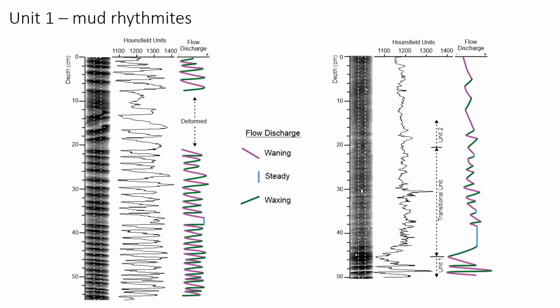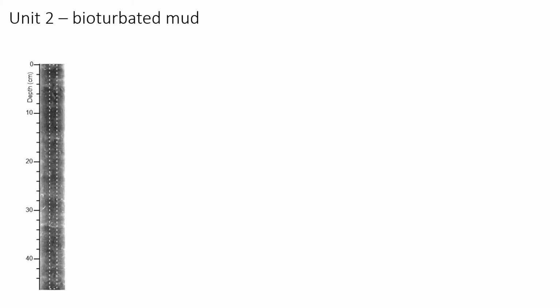Now let's have a look at Unit 2. Okay, so Unit 2 consists of this bioturbated mud. It's extensively bioturbated throughout. Beds are on average about 4 to 6 centimeters thick. And what your eyes can pick out is that within the core there is this distinctive, repetitious banding, where you go from light, dark, light, dark, light, dark, and so forth throughout the core.